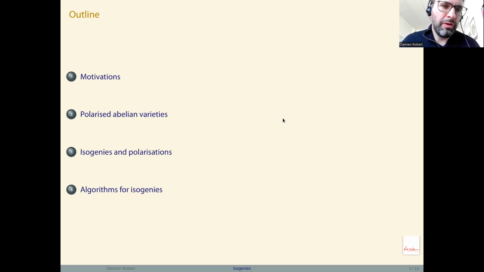Ben will give a talk tomorrow going much more into detail, but I'll need to explain a bit about polarization and the link between isogenies and polarization. So there'll be quite a few definitions. But then at the end, I will give you some generic outline for how algorithms for isogenies work.